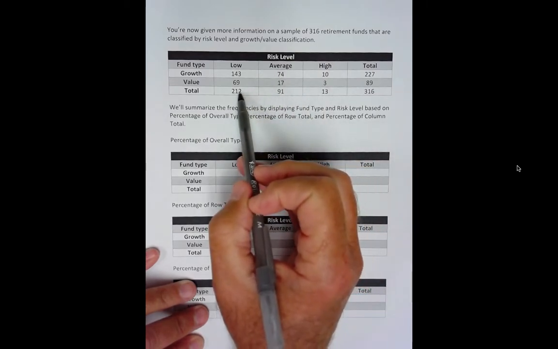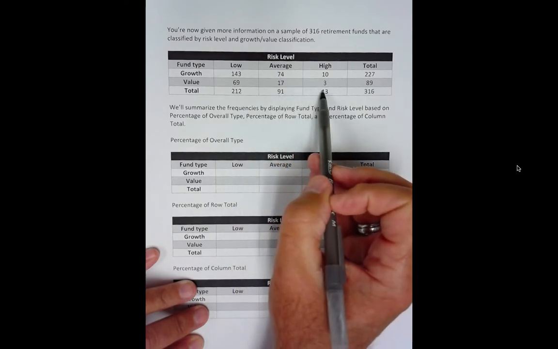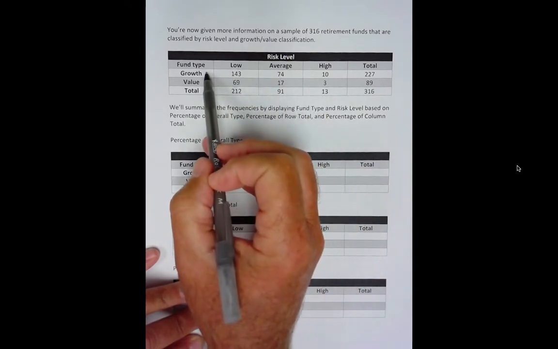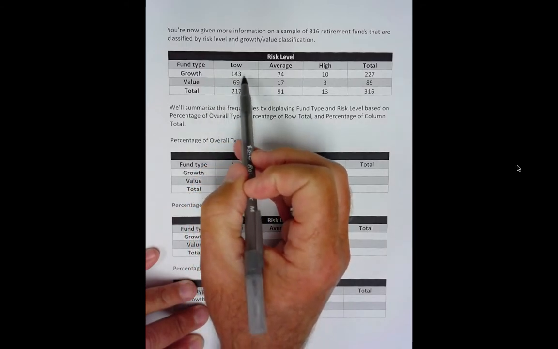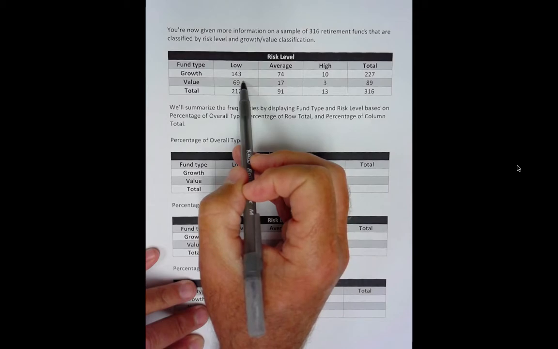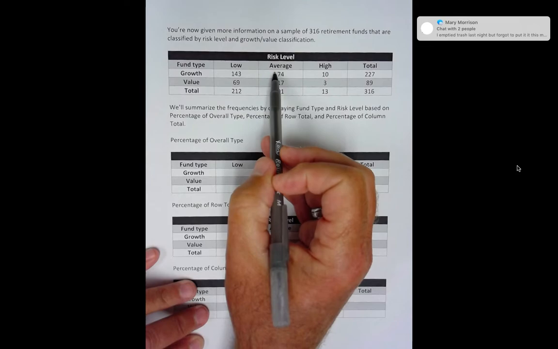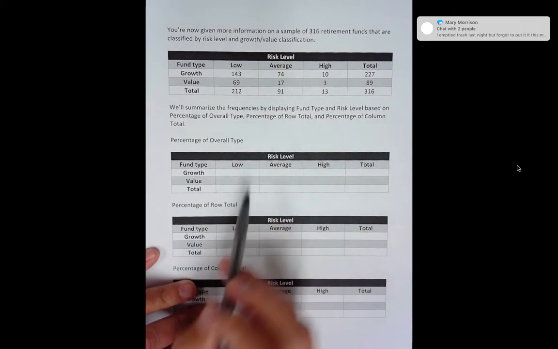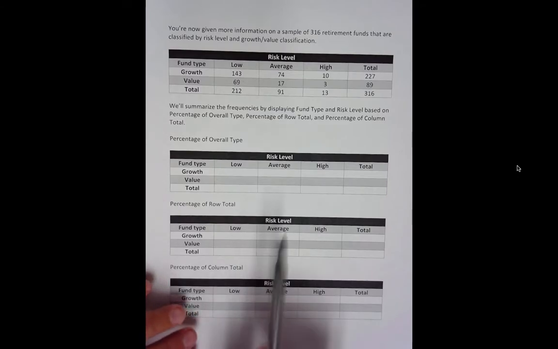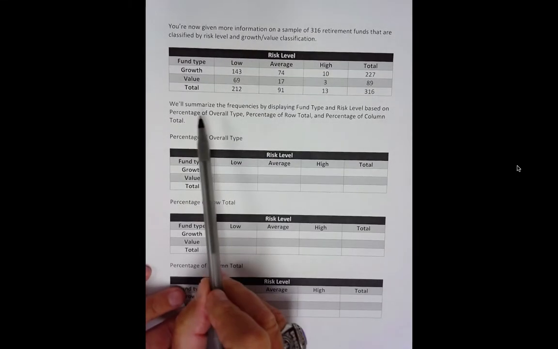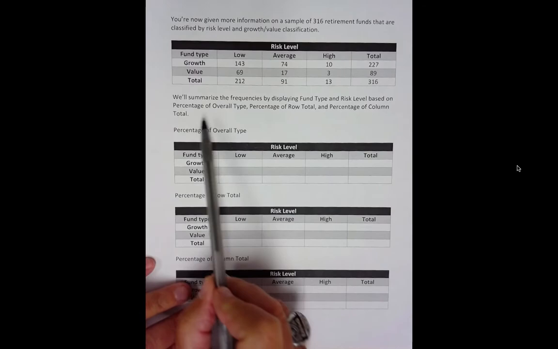But now we've separated each risk level into whether or not it's a growth or a value. So of the 212, we can see that 143 was a growth, low risk. 69 was a value, low risk. And we can just go on and complete the table. Now, there's three ways that your textbook teaches to classify these.